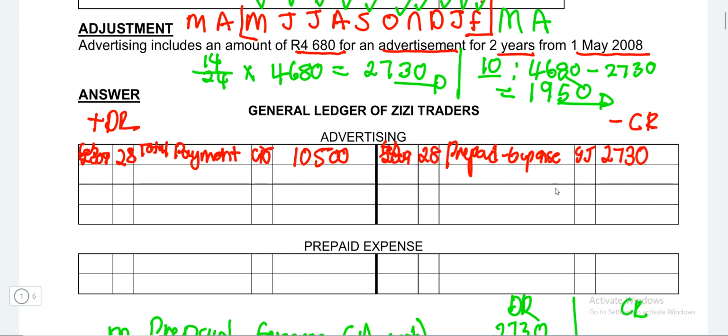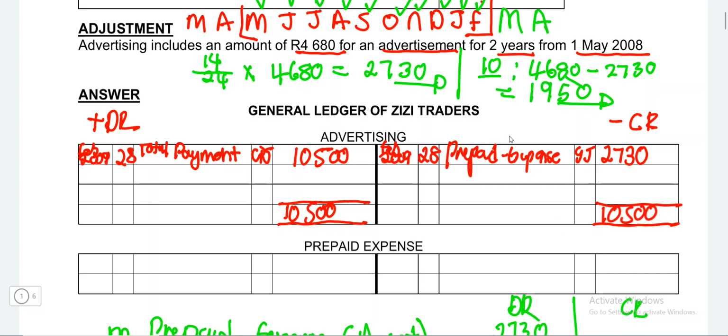2,708. But when we look at this, you can see that these two sides are not equal, and they are supposed to be equal because we must close this off. Remember, there's an expense, so we must close it off so that next month we can start afresh. So this side is the biggest, so we're going to have 10,500, and then also here have 10,500.